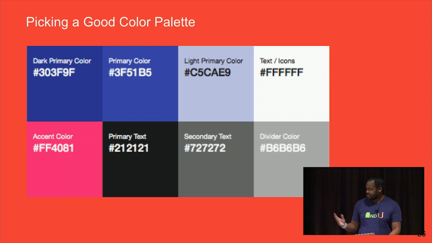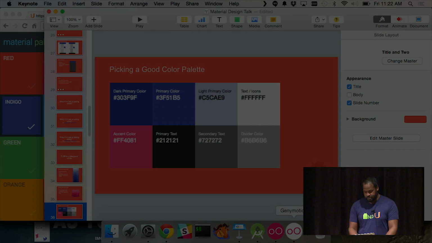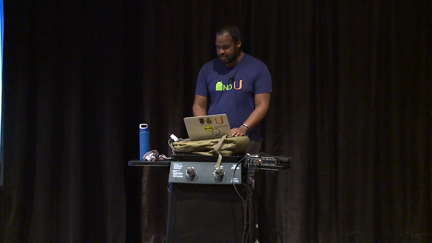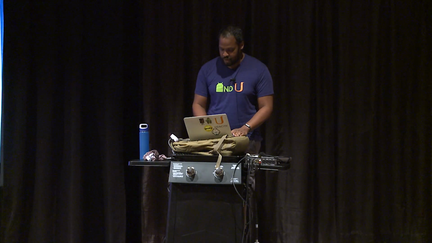So this is that same palette that we selected for Material Palette. And one of the other things that I forgot to mention about Material Palette is that it allows you to download your colors for the web and for Android. You can download it in XML format to just drop into your apps.